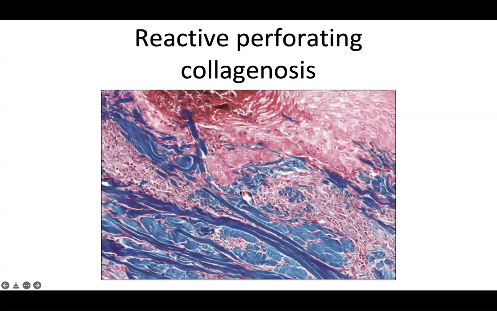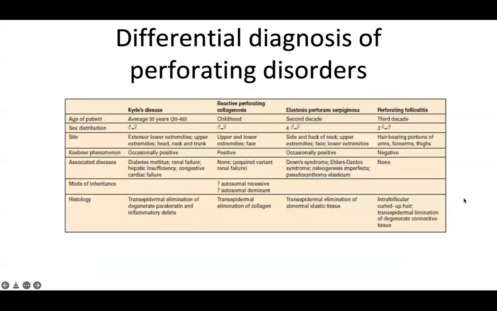Also, the trichrome stain really highlights the collagen being extruded throughout the epidermis. You can see the epidermis here, and then these blue fibers reaching up to the top. What's the differential diagnosis of perforating disorders? As we talked about, reactive perforating collagenosis is very similar to Kyrle's disease.